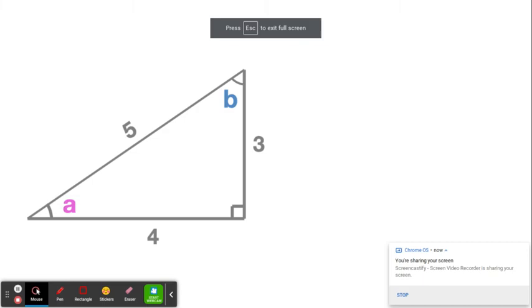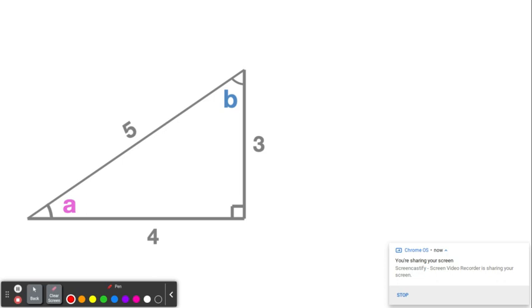This type of question is going to ask you to find all of the different possible combinations of correct equations that we could set up with trig. So, a couple of options here. First thing you have to do is focus on one of the two angles. It doesn't matter if you focus on A or you focus on B. I'm going to choose to focus on A.